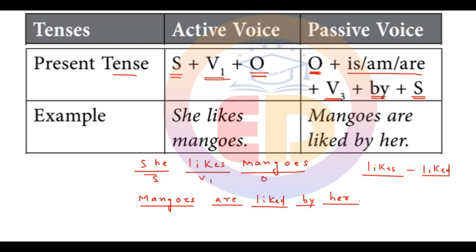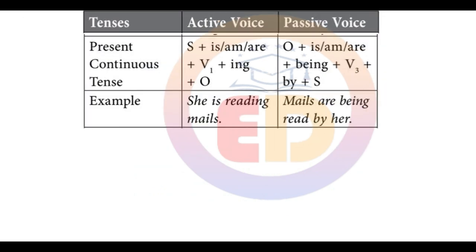This construction is very important for you. You have to learn it. Now, after simple present, let's move on to the present continuous tense. If the active voice sentence is in the present continuous tense, the construction will be subject plus is/am/are based on the subject, then V1 plus ing, which is the present participle form, plus object.